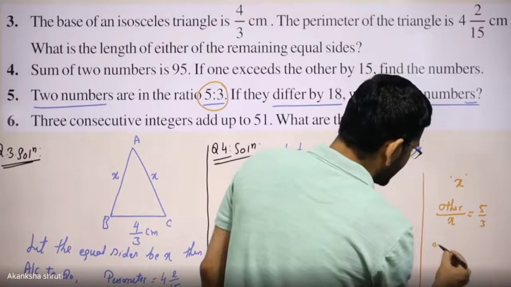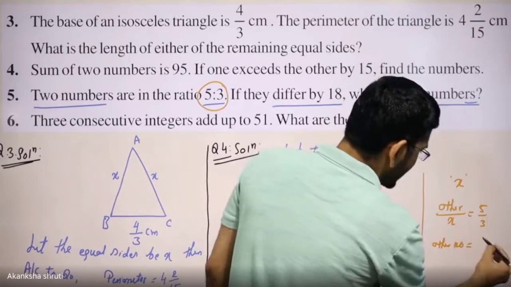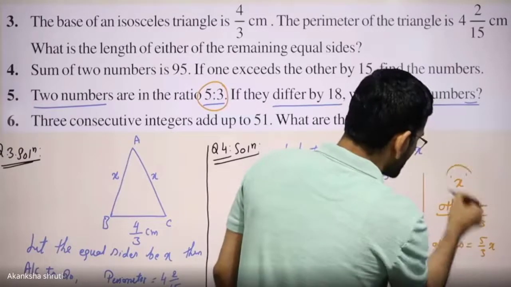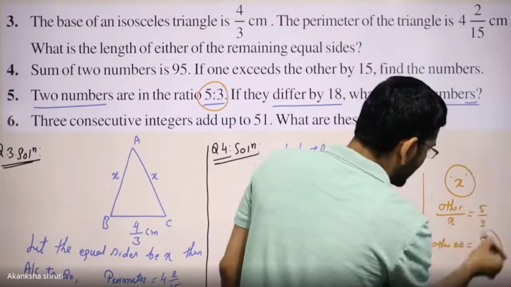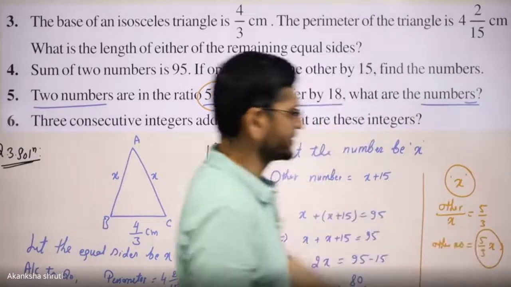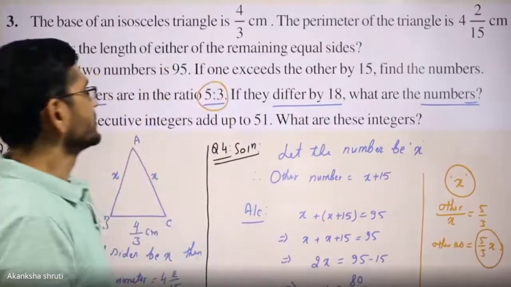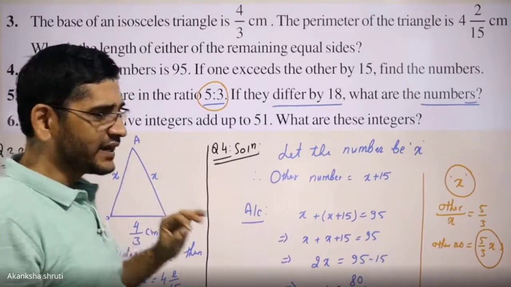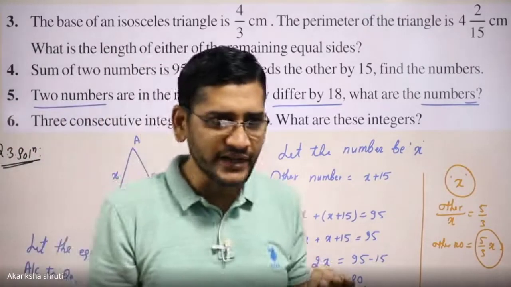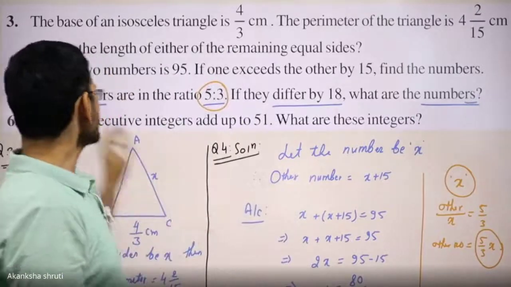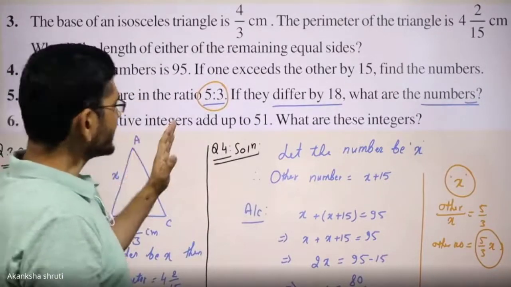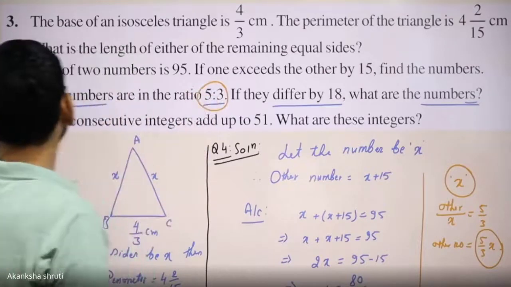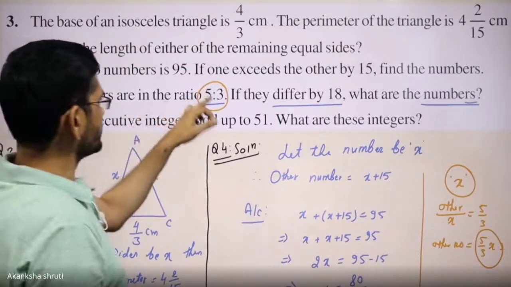So the other number, we send this x here, it becomes 5 by 3x. This way, of the two numbers, one will be x, the other number will be 5 by 3x. So this is the meaning of this statement. Wherever some ratio is given, students, you first assume one number and write the other number as a product of this ratio. Therefore, the two numbers are in the ratio of 5 by 3.